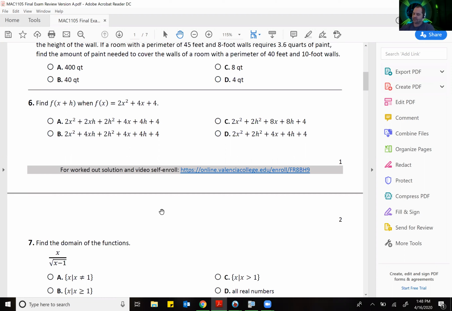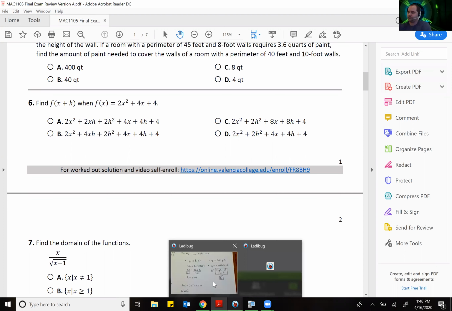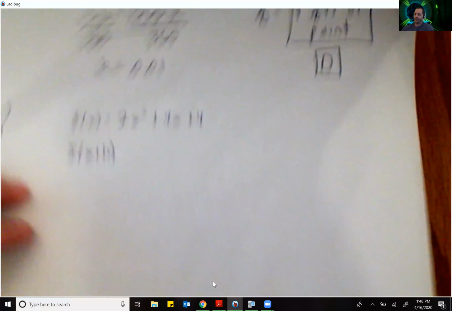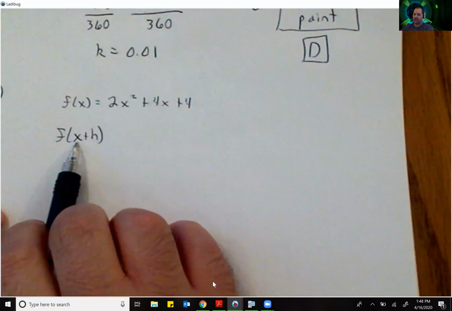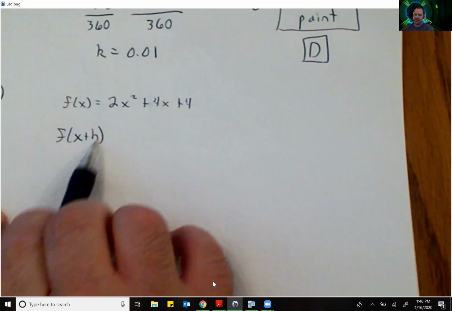So they're telling us that we want to figure out what f of x plus h is. So we've got this function, f of x equal to 2x squared plus 4x plus 4. And we want to know what is f of x plus h. So what is it that they want us to do with this piece, this x plus h?